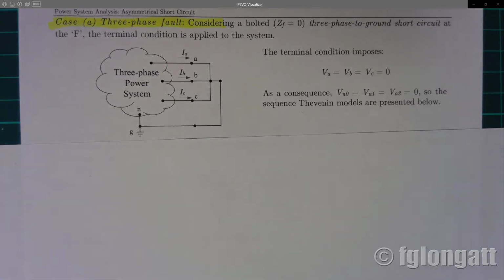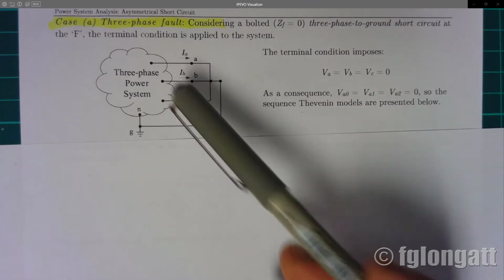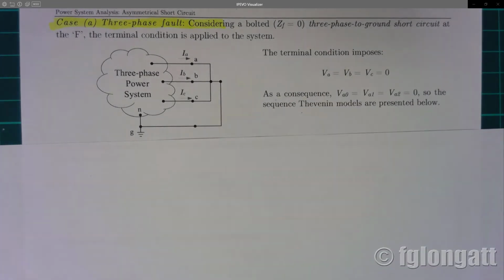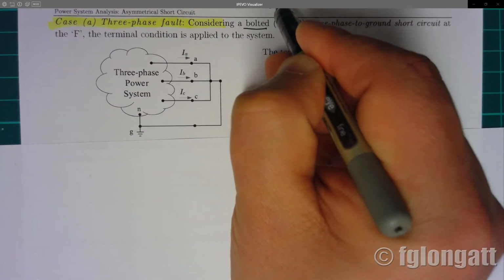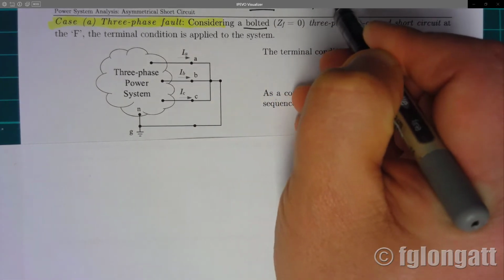Okay, let's assume that we have a three-phase power system like this, and we have the terminal. This is the point F, and we have here A, B, C. What is the typical configuration for a bolted or solid three-phase fault? Okay, when we use the term bolted or also solid, we refer that the fault impedance is equal to 0.